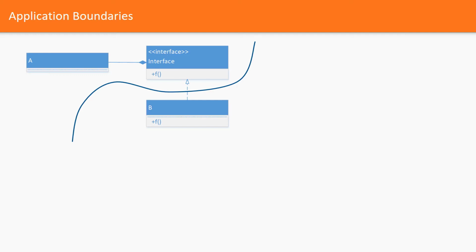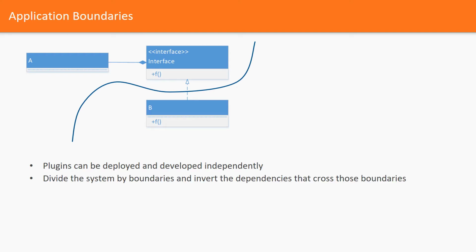Boundaries like on this slide are the way we create plugins. A plugin is a module that is anonymously called by another module. In other words, the caller has no idea who or what it is calling. In this case, module A doesn't know it calls module B. Plugins can be deployed independently, and moreover, they are independently developable. We divide the system by boundaries and then invert the dependencies that cross those boundaries. So plugins define the boundaries of your system.